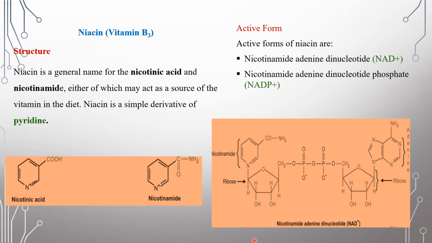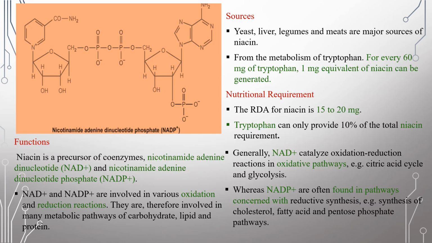active forms. So you can see the structure of nicotinamide adenine dinucleotide. Dinucleotide, why? Because you can see one portion is here, one is here. So this is phosphate, sugar and base, phosphate, sugar and base. That's how it is a dinucleotide. So nicotinamide adenine dinucleotide, NAD plus, this is the structure. Then this is nicotinamide adenine dinucleotide phosphate. The structure remains the same, only one phosphate group is added here.